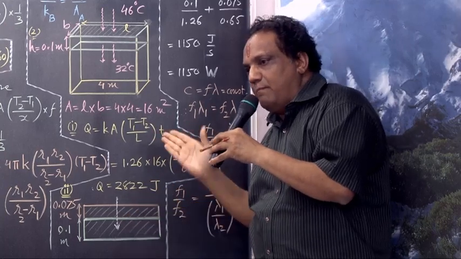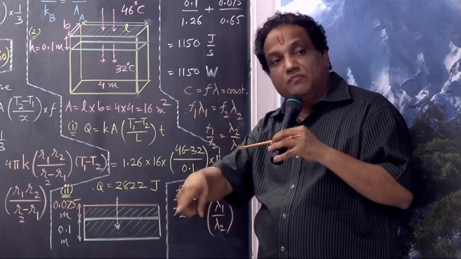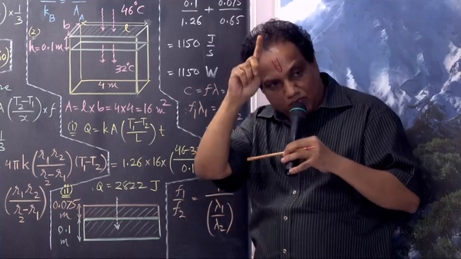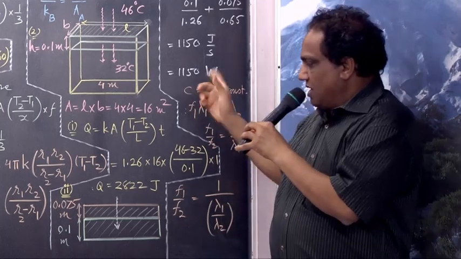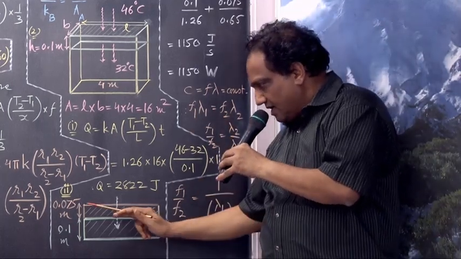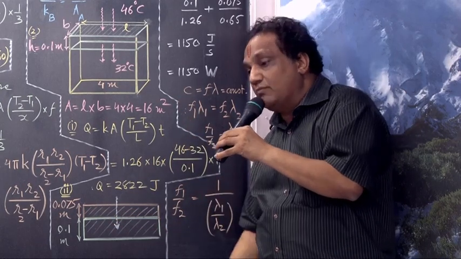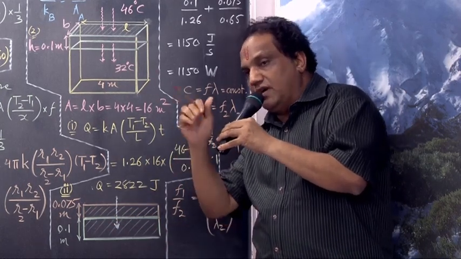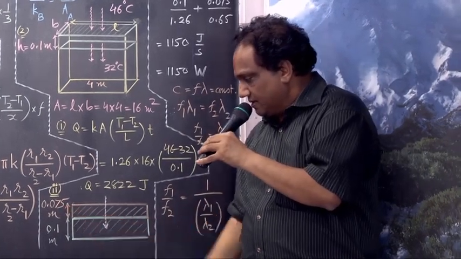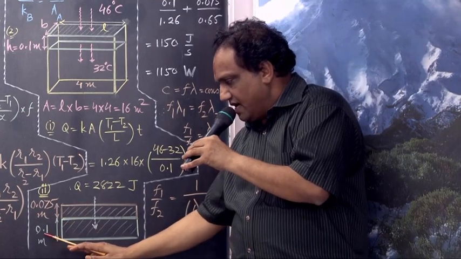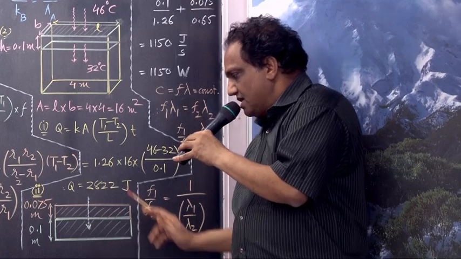Thereby we are preparing a compound slab. In a compound slab the amount of heat flow is smaller than in an individual slab. I'm showing you how much it is now. The thickness given for the brick layer is 7.5 centimeter, 7.5 upon 100, so it is 0.075 meter. The original thickness is already there, 10 centimeter, that is 0.1 meter.